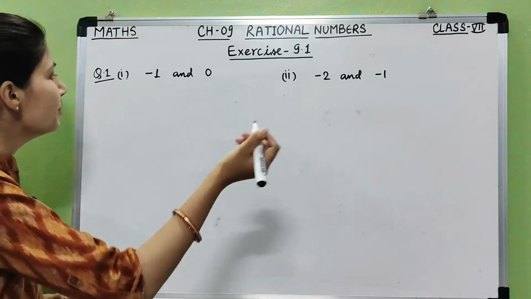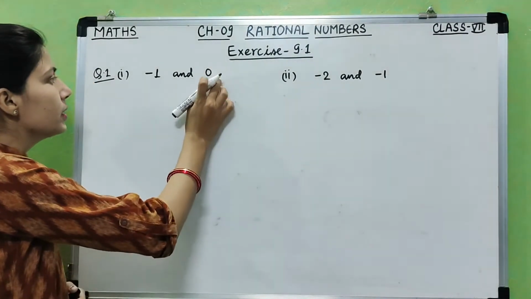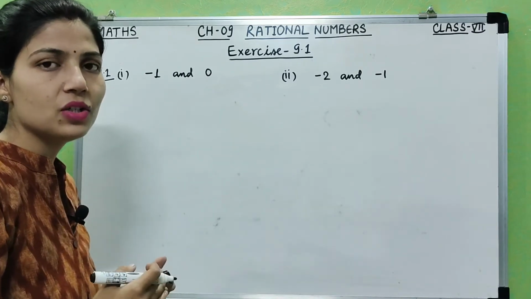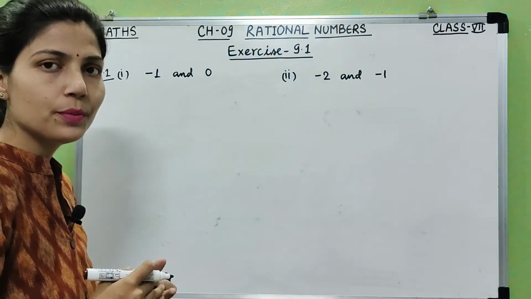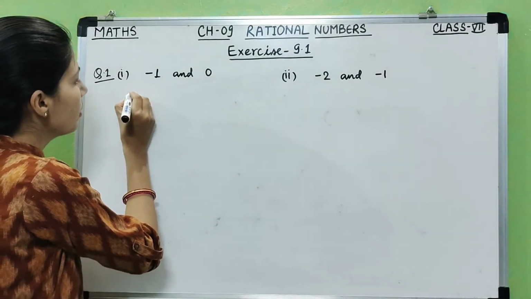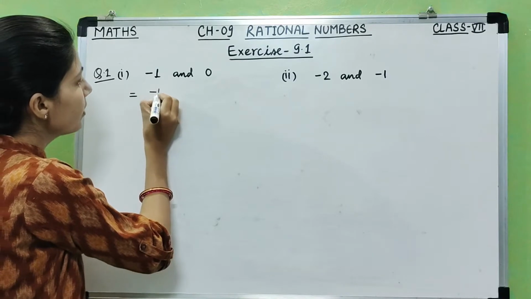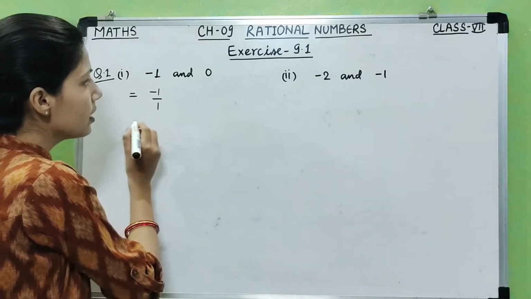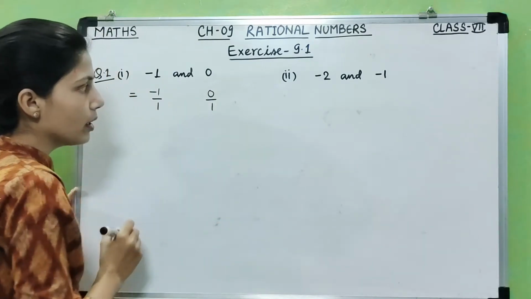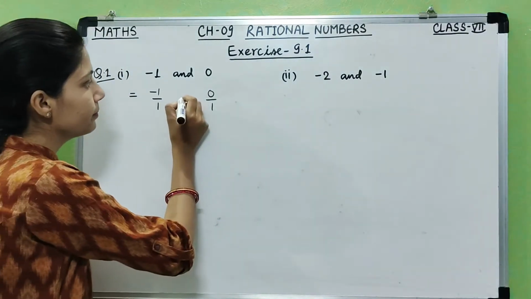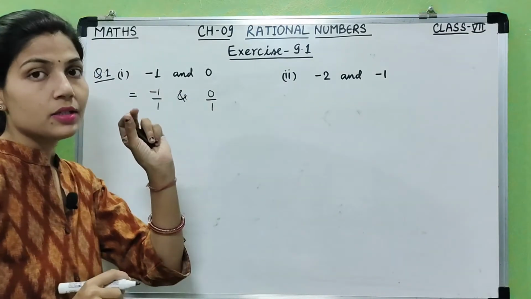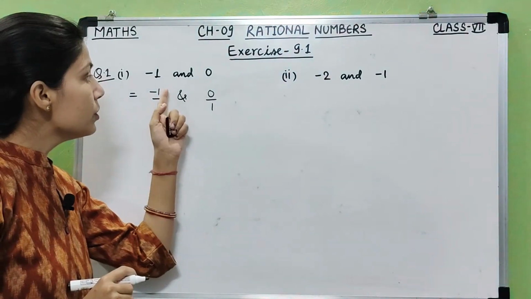Okay, so see -1 and 0. Since -1 and 0 are integers, we can write every integer in the form of p upon q, means rational number form, by taking denominator as 1. Okay, so -1 we can write as -1 upon 1. Similarly 0, we can write 0 upon 1. Okay, now see, since there is no difference between 0 and -1.